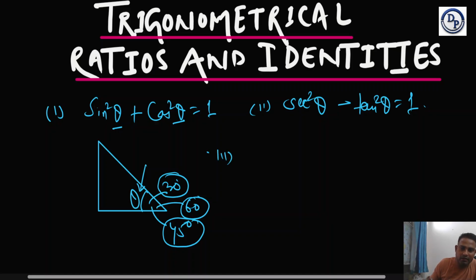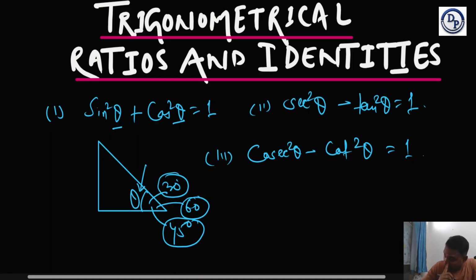In the third identity, we learned about cosec square theta minus cot square theta equals to 1. We have also gone through the proof of all these identities in the previous lectures, lecture 2 or lecture 3. You can watch those lectures to understand the proof of it as well. If you watch these lectures in continuation, it is very easy for you to understand the application of such trigonometrical ratios and identities, which we are going to talk about in this video.